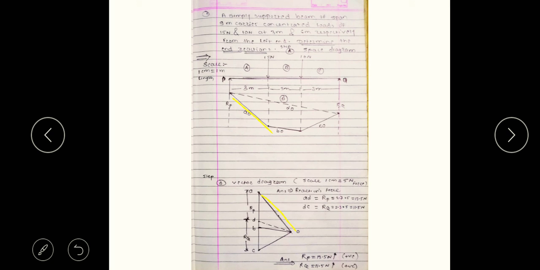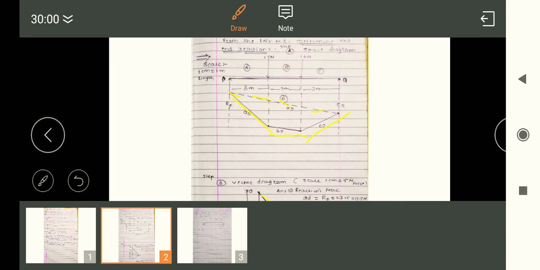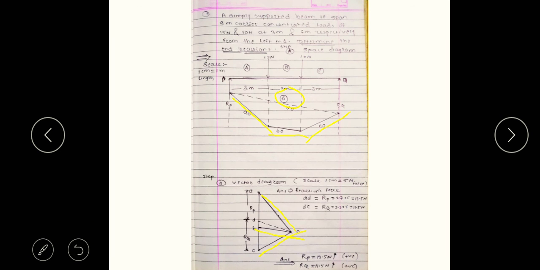Again take the parallel to the OB and draw into section B. Again take the parallel to the OC and draw into the C section. So this way you will get the diagram. Then connect these two ends by the dash line, and these dash lines will indicate the O point.